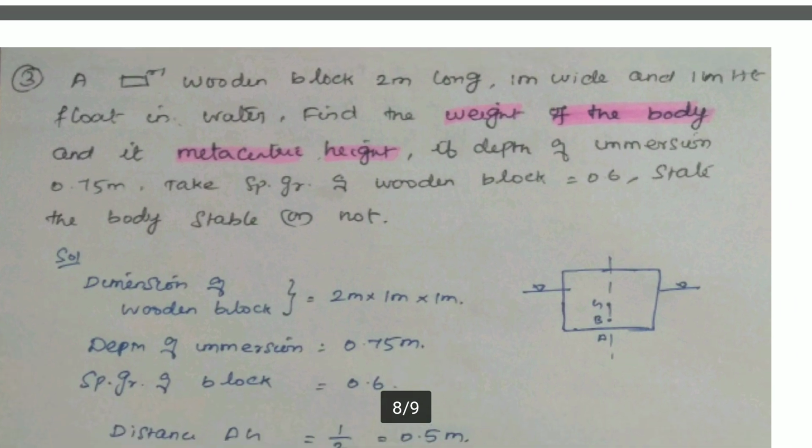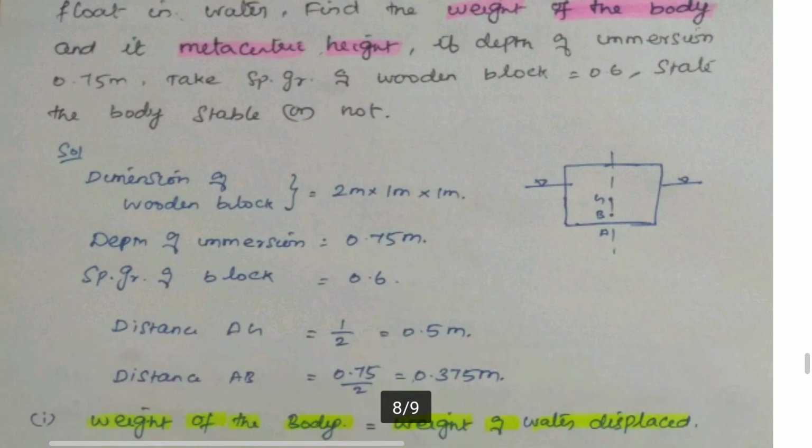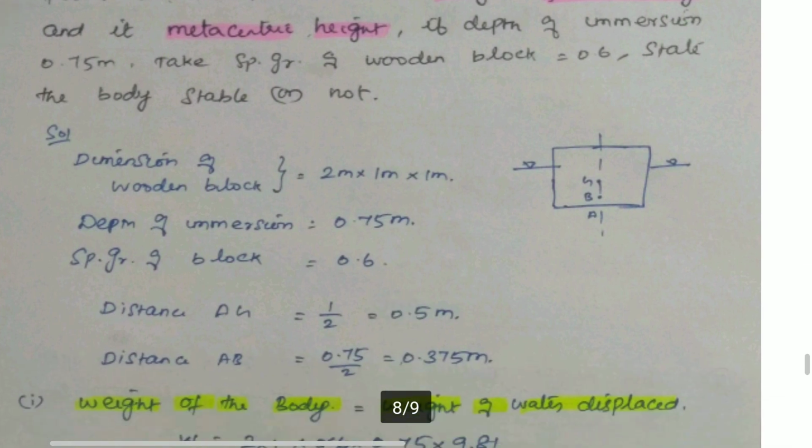Next, problem number 3. A rectangular wooden block 2 meter long, 1 meter wide and 1 meter height floats in water. Find the weight of the body and its metacentric height. If the depth of immersion is 0.75 meter, take specific gravity of the wooden block 0.6. State whether the body is stable or not. Here there are 3 questions in this problem. First, the weight of the body, second, the metacentric height, and third, a statement whether the body is stable or not. So here, the depth of immersion is 0.75 meter.